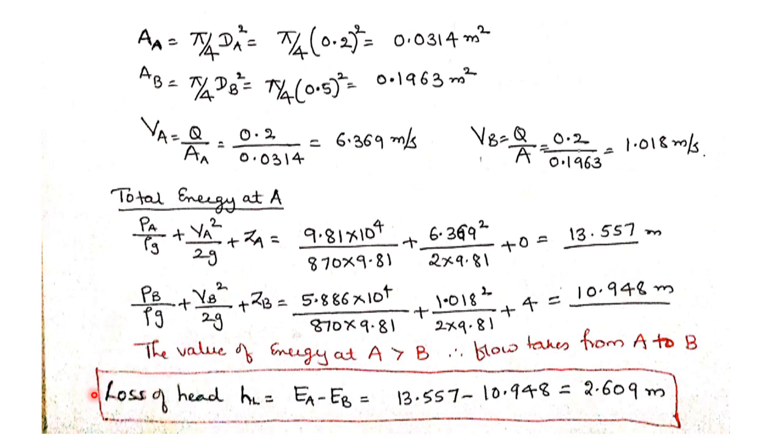Now the loss of head. In Bernoulli's equation, I write P1 divided by rho g plus V1 square divided by 2g plus Z1 equals P2 divided by rho g plus V2 square divided by 2g plus Z2 plus HL, the loss of energy. We want to calculate this head, the loss of head HL, which is given by EA minus EB, that is the total energy level at section A minus the total energy level at section B. EA minus EB is 13.557 minus 10.948. So my loss of head is 2.609 meters.